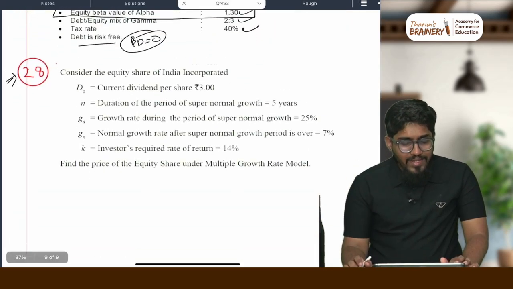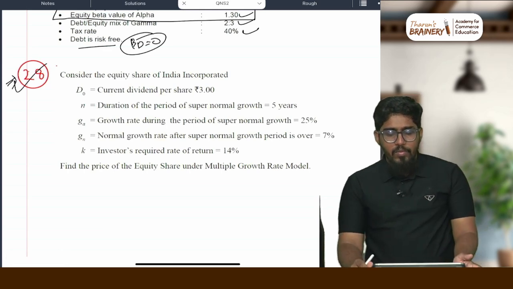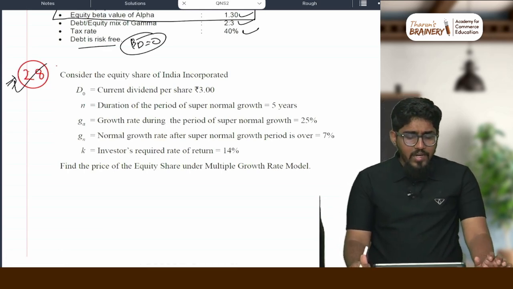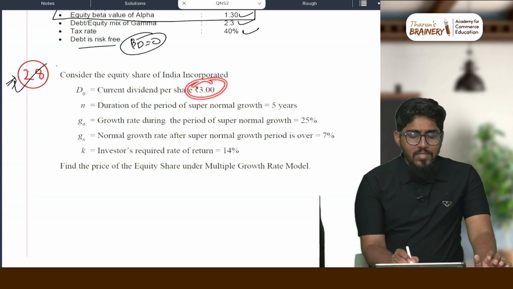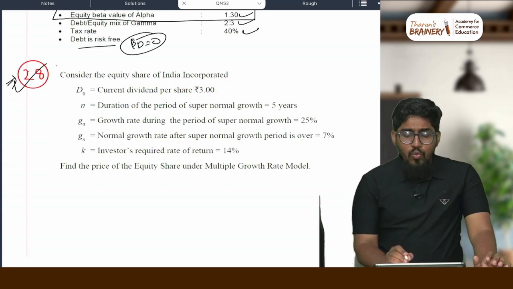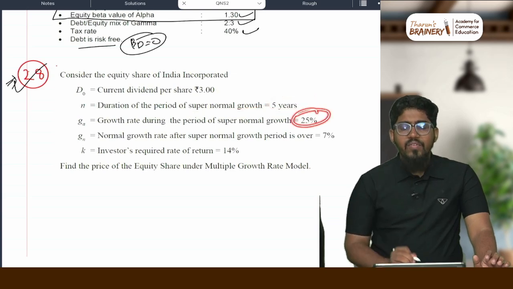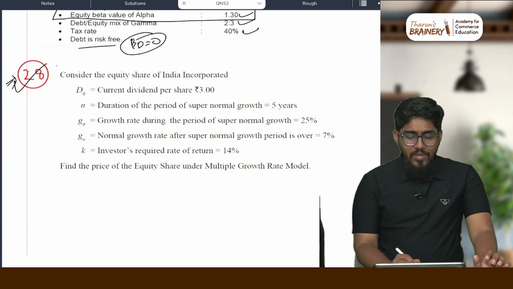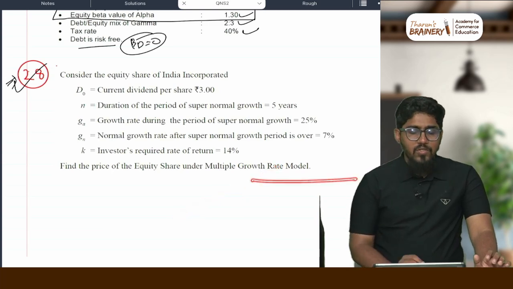Okay, let us see 28. Question number 28, dual growth rate problem. Consider an equity share in India. Current dividend rupees 3. Super normal growth I am having for 5 years. Super normal growth rate is 25%. So which means for the first 5 years 25% growth, then afterwards 7% growth. Are you all with me?